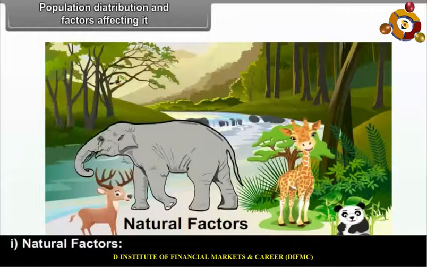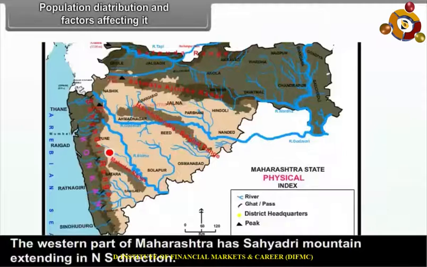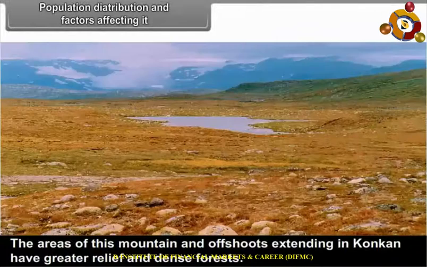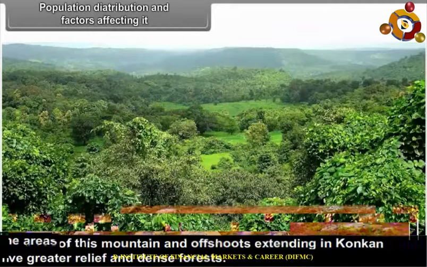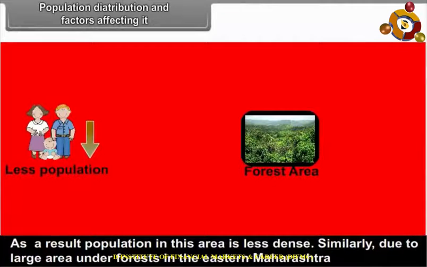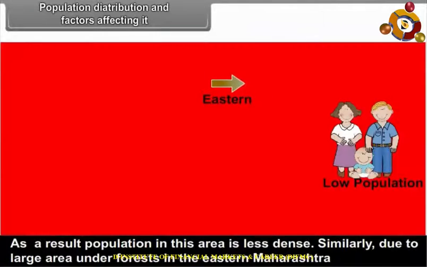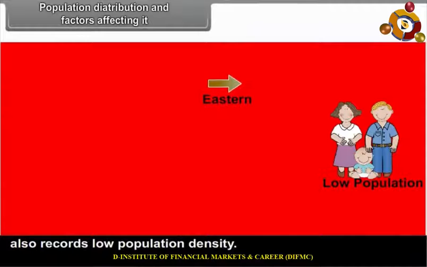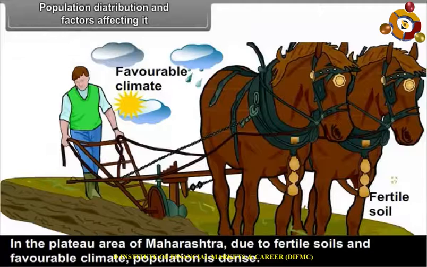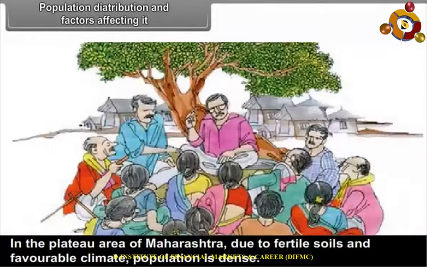Natural factors. The western part of Maharashtra has Sahyadri mountain extending in the north-south direction. The areas of this mountain and offshoots extending in Konkan have greater relief and dense forests. As a result, population in this area is less dense. Similarly, due to large area under forests in eastern Maharashtra, it also records low population density. In the plateau area of Maharashtra, due to fertile soils and favorable climate, population is dense.